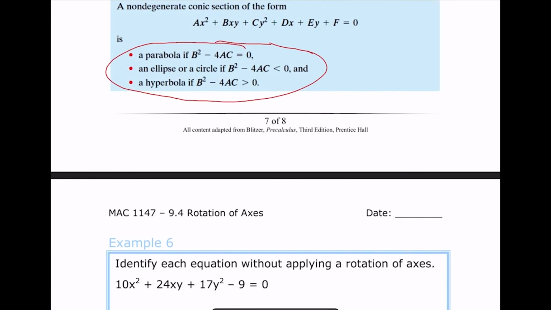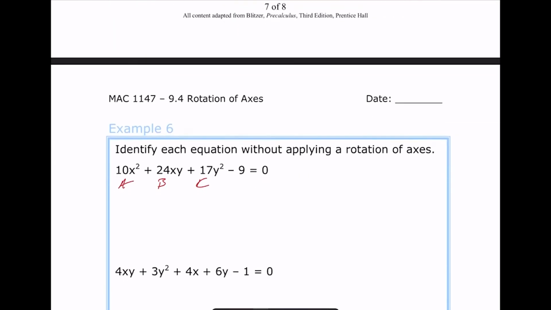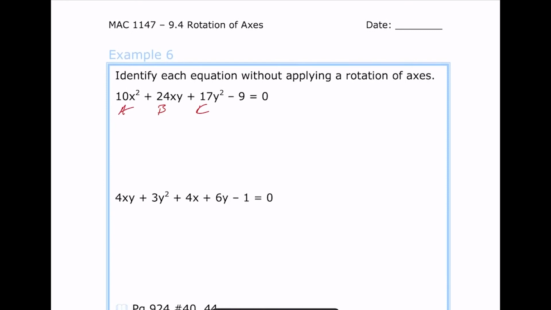So in example 6, identify each equation without actually applying the rotation of axes. Happily, our a value is 10. Our b value is 24. C is 17. So we need b squared minus 4ac, which is equal to 24 squared minus 4 times 10 times 17. And that is equal to, I have no idea, 576. All right, maybe that one I should have known.